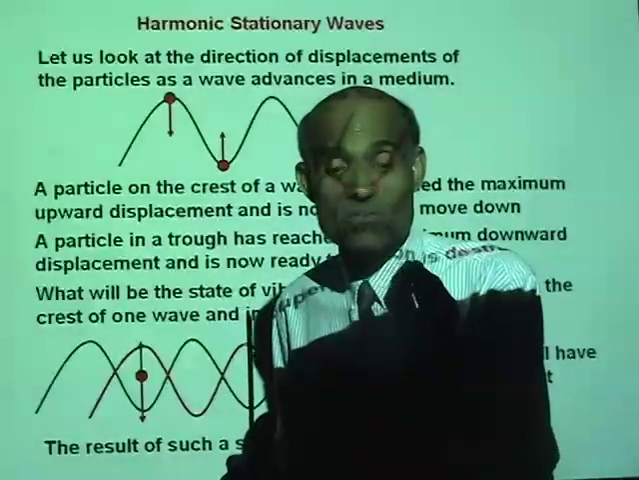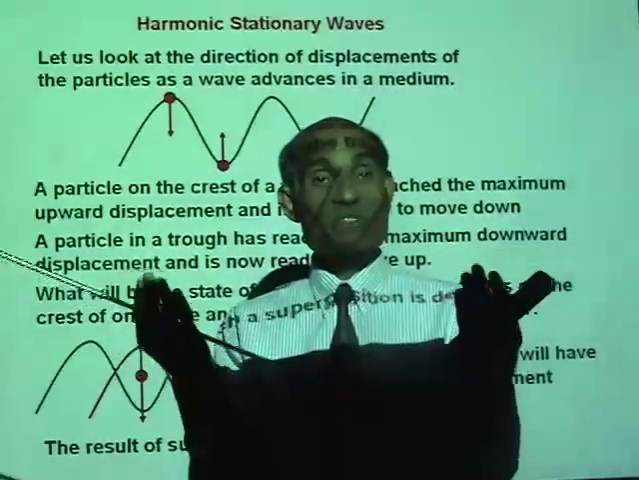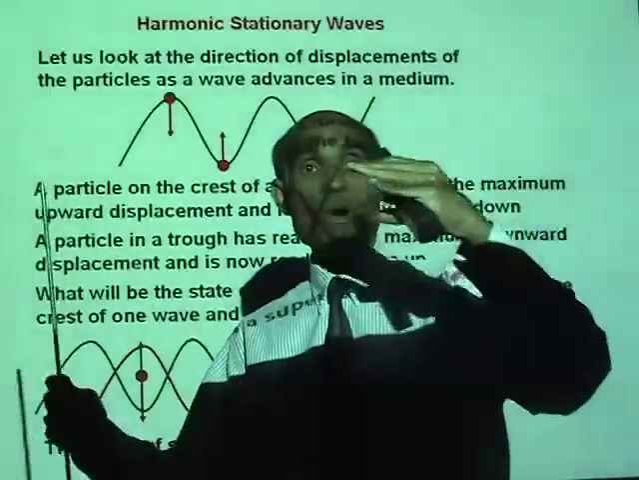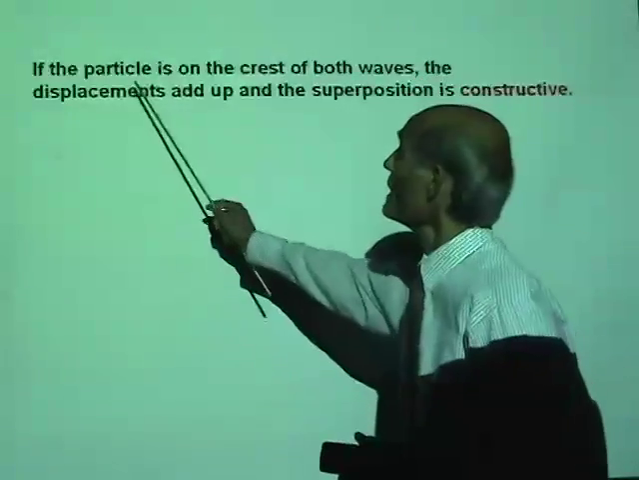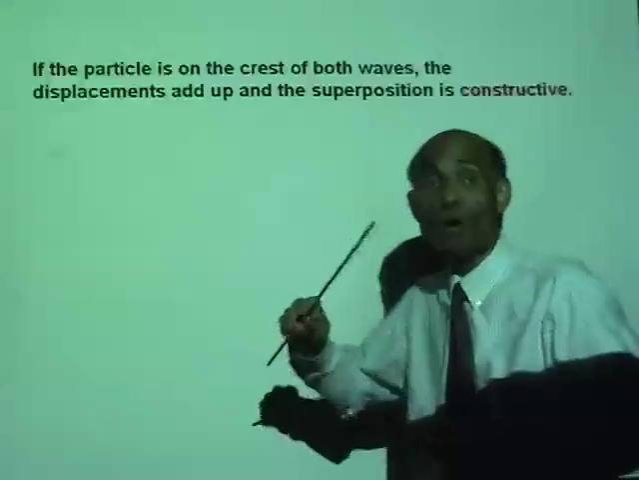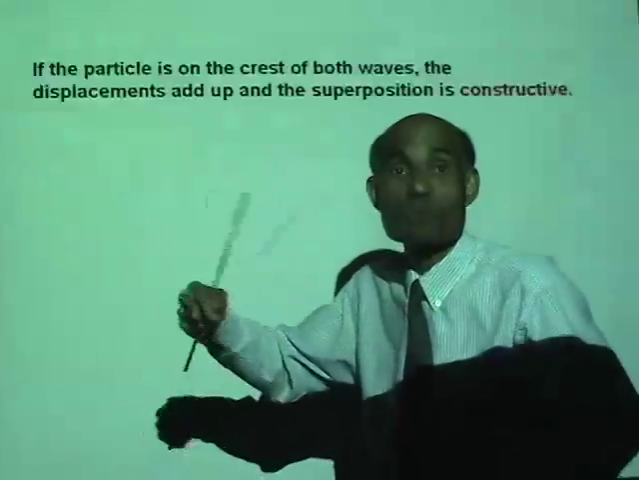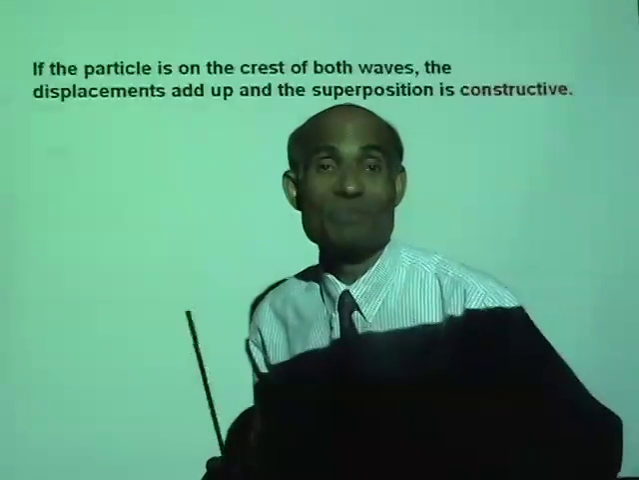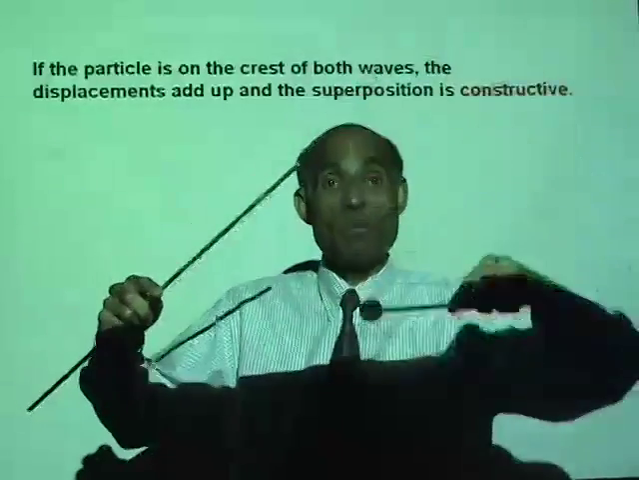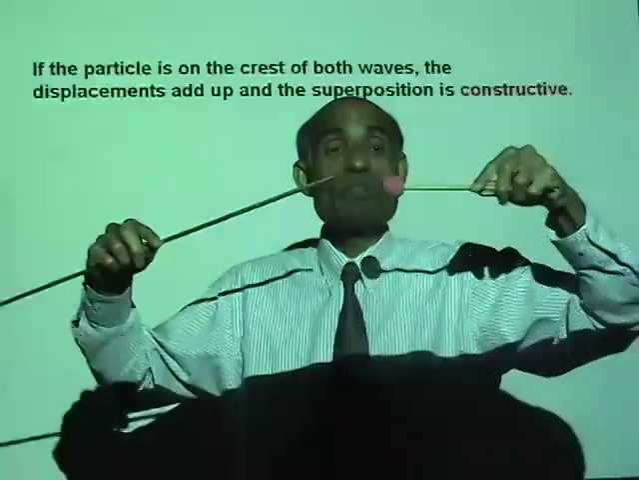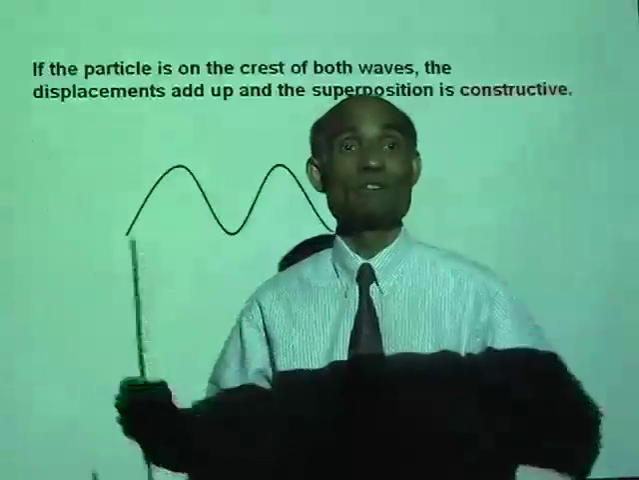Now, stationary waves are actually formed by the constructive and destructive interferences of two waves advancing in the opposite directions. We will have a look at that as we go on. If the particle is on the crest of both the waves, then the displacements will add up and superposition will be constructive. So when there is constructive interference, the displacements of the particles will be maximum, and when there is destructive interference, the displacements of the particles will be zero.